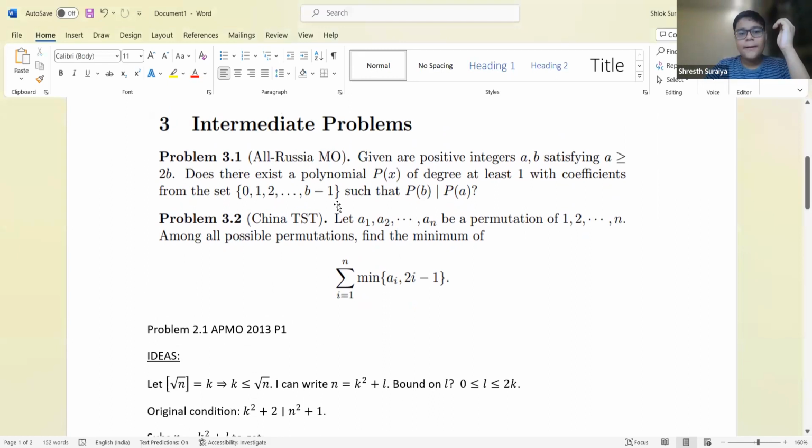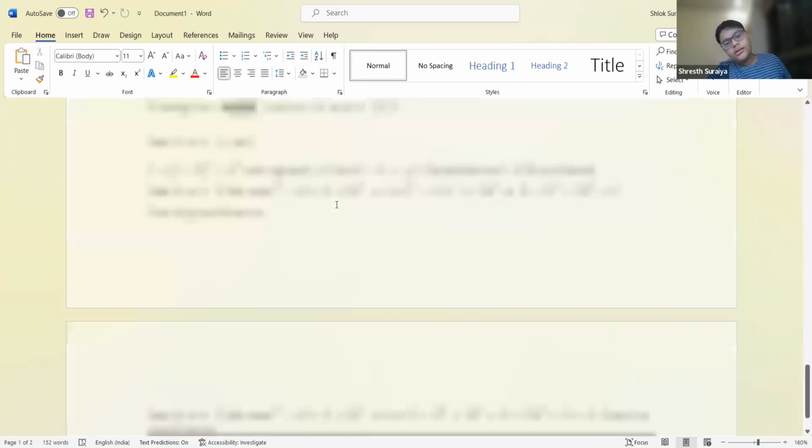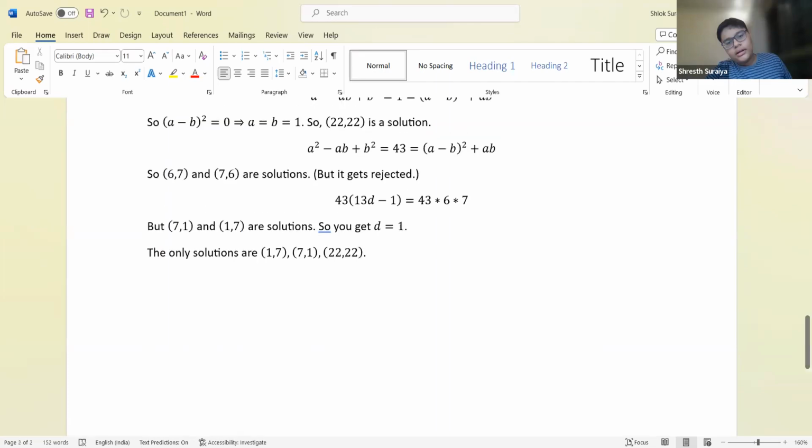So like I said, the coefficients as you see them is like the base system, right? Base system B. So B equal to 1 is a dumb case. So if I take B greater than or equal to 2, there will be a base system, right? And since A is greater than 2B, once again I'll just start writing down the ideas.